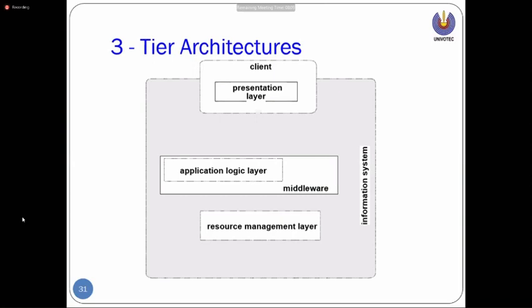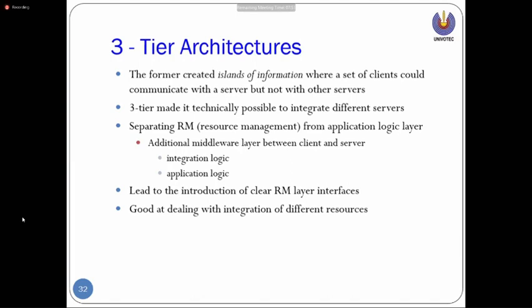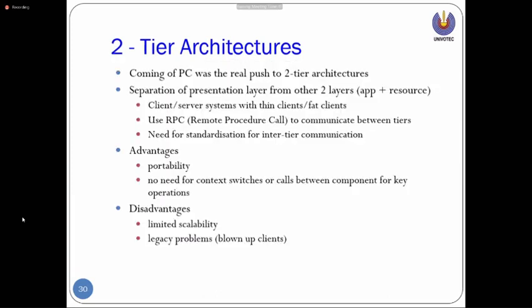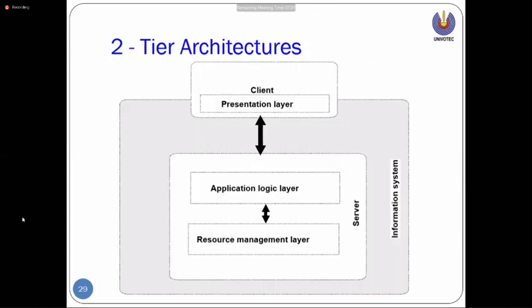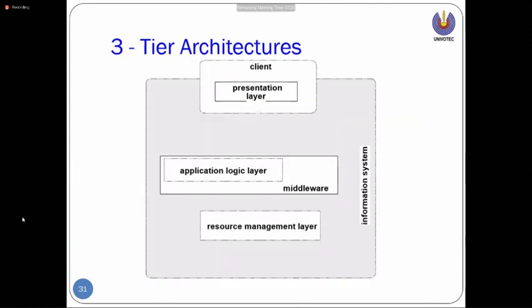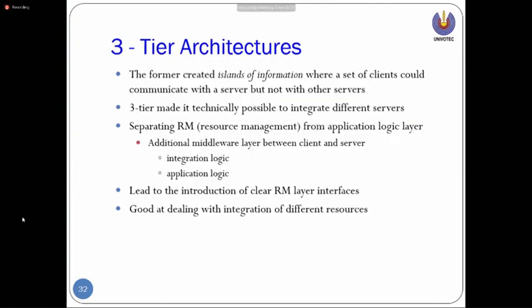Three-tier architecture: client presentation layer, application logical layer as a separate middleware, and resource management layer. The three are separated. What is this? The former created islands of information, where a set of clients would communicate with the server but not with another server. Now we can communicate with other servers. In the two-tier architecture, the server and application logic, everything is in one server. Now we can communicate with any other server. Separate the RM from the application logic, with an additional middle layer between the client and server.